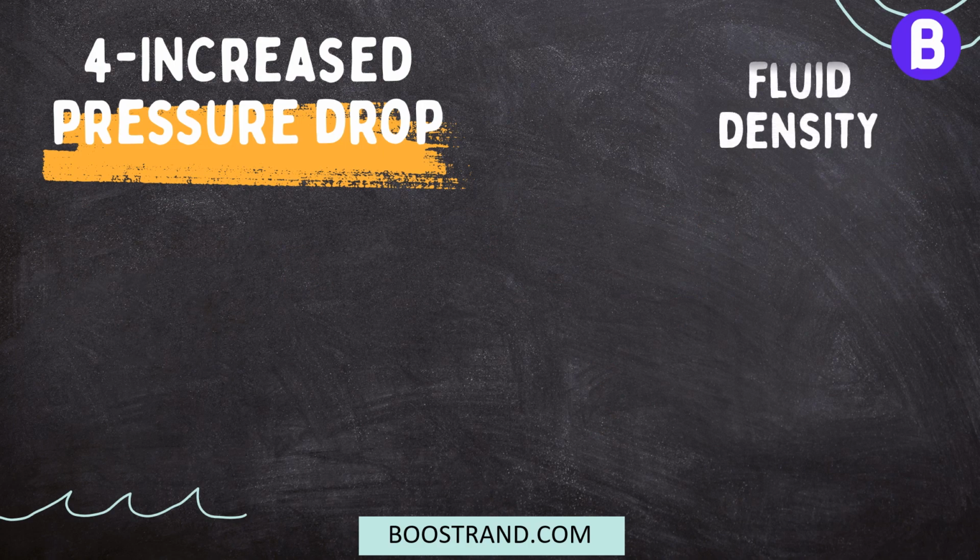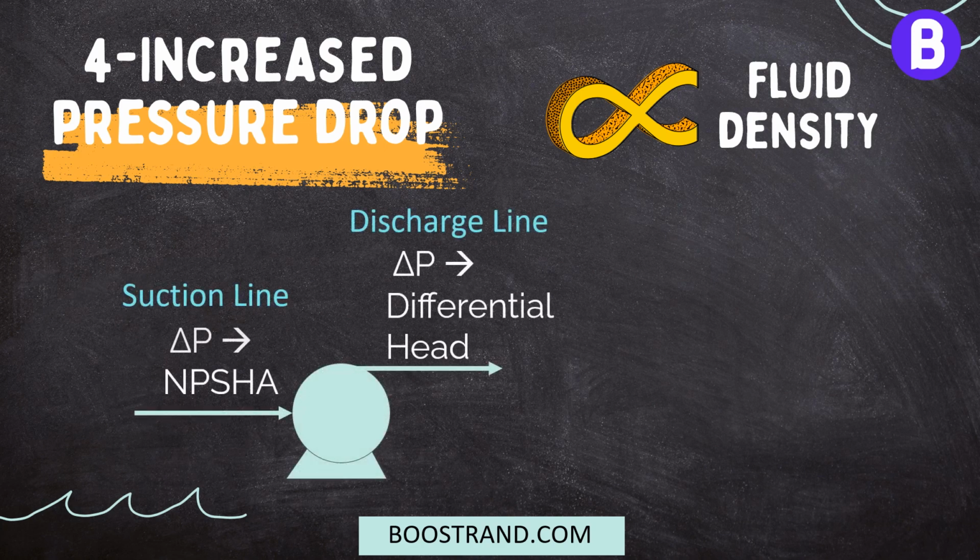When the fluid density changes, it shall affect the pressure drop at both the pump suction and pump discharge lines, and the required pump differential head. A higher fluid density will result in a higher pressure drop in both piping. So how shall this affect the pump?